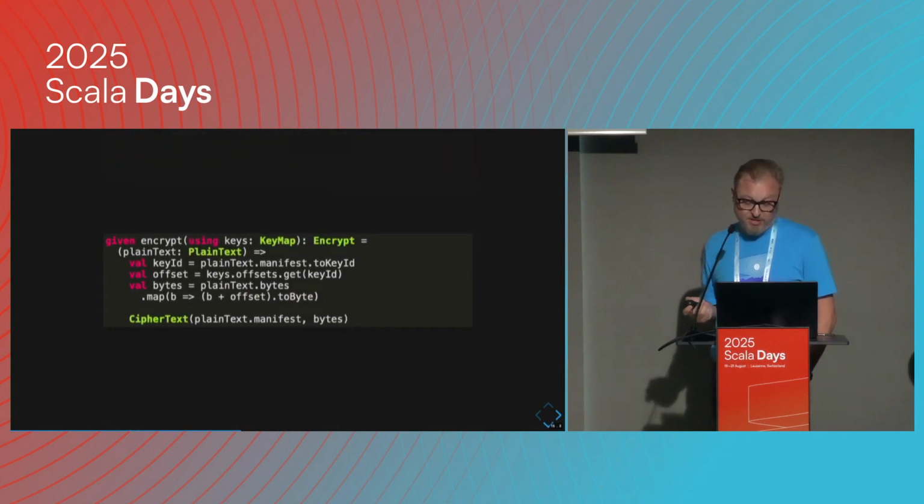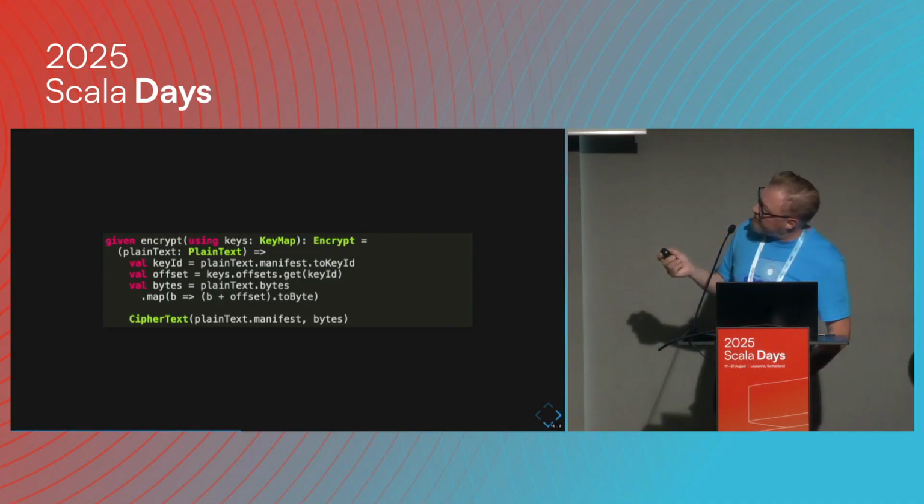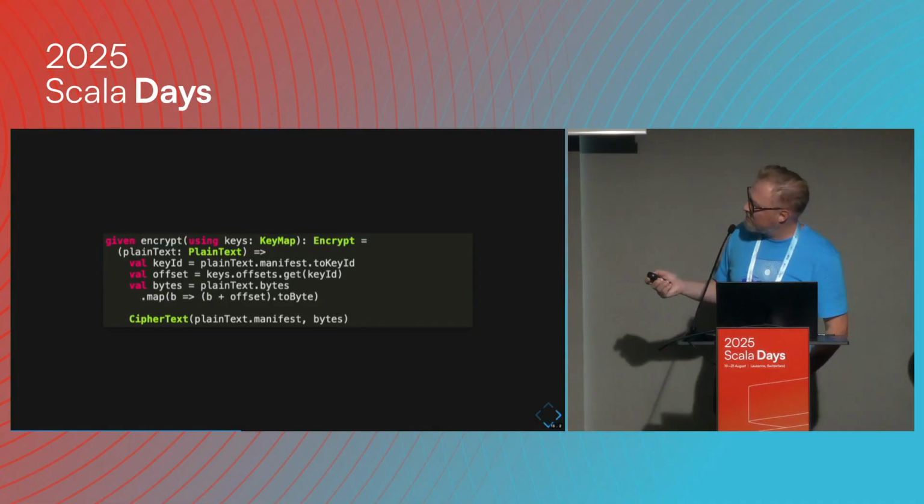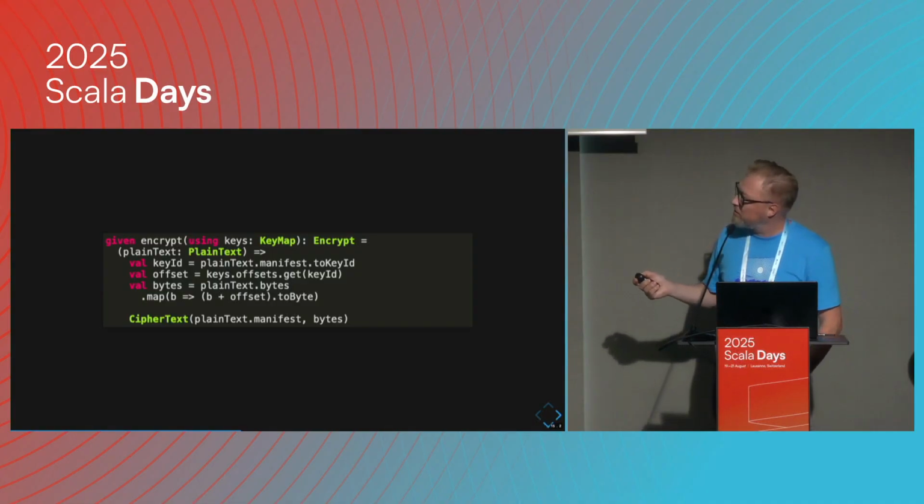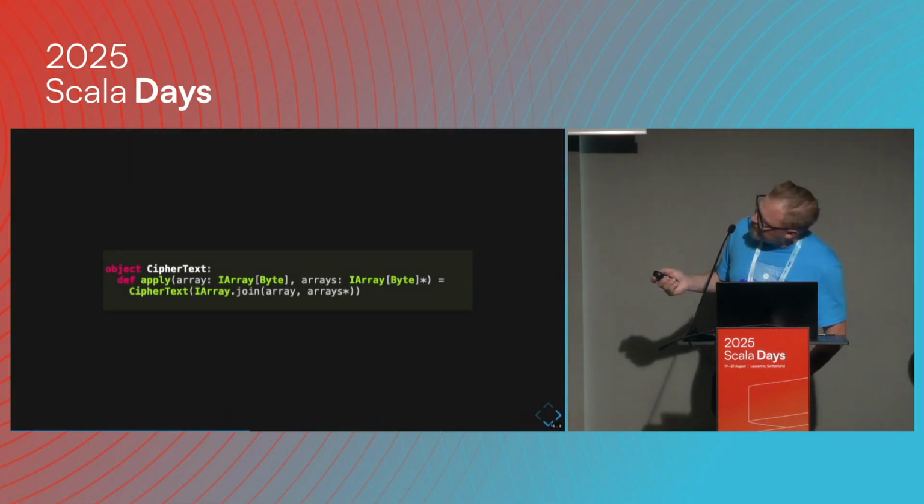And the encrypt function in this case, here we look into the manifest, convert it to a key ID from the plain text, and get the key ID, and then we get that offset. We use that offset to move the bytes, and then we create our ciphertext with the plain text manifest and also the bytes. So this part is the encrypted part, and this one is part of the ciphertext, but it's not encrypted, the manifest part.